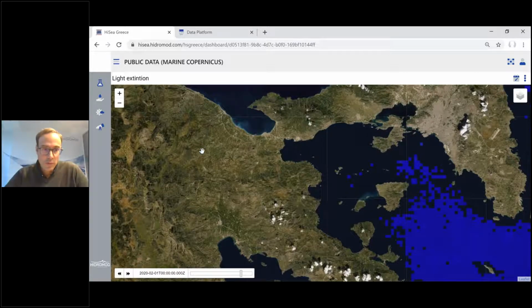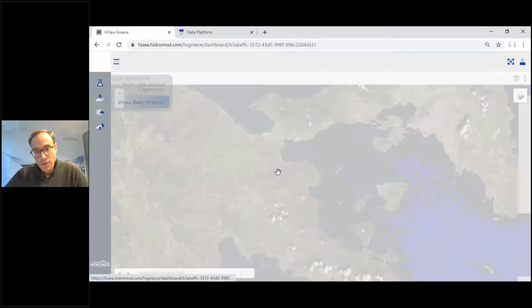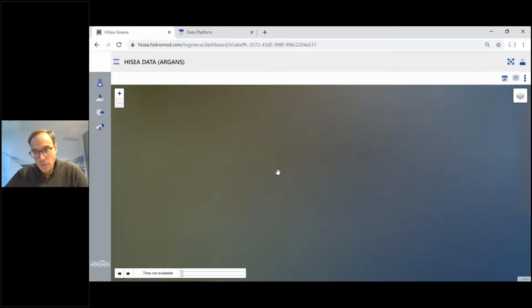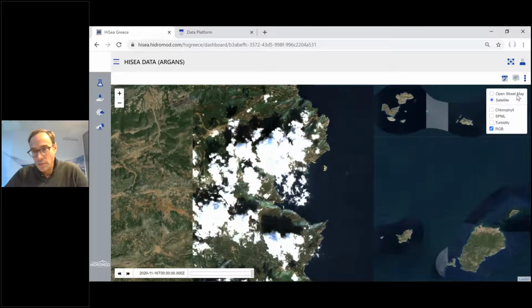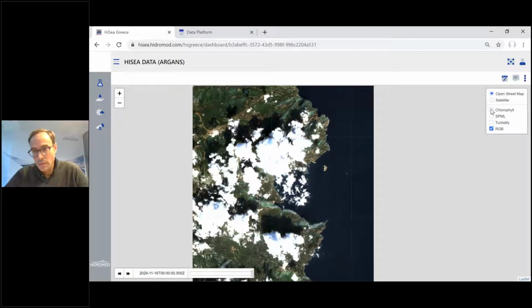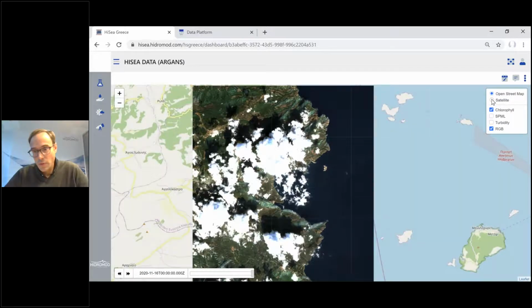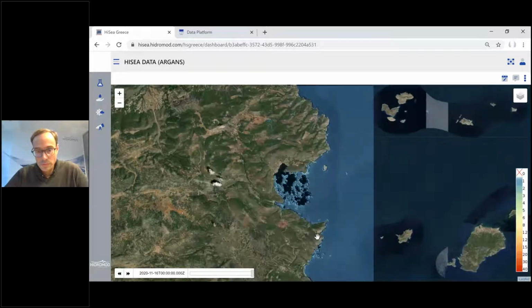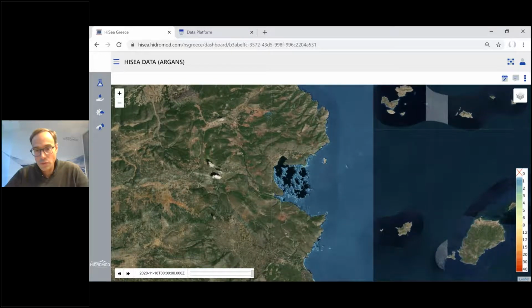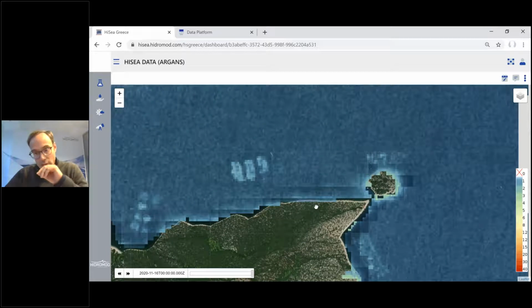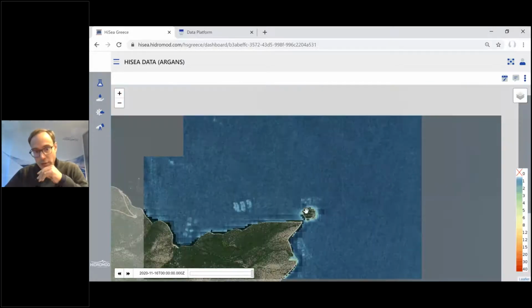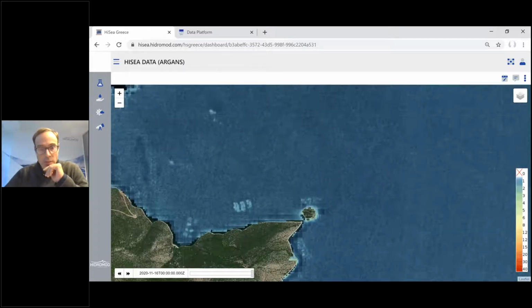So this is what's available, but here in the HiSea, our partner Argans is supplying much higher resolution data. I'm changing here, sorry, let me just change from RGB to chlorophyll. So if we zoom in, you can see that this is the kind of satellite imagery that currently is available in the platform.